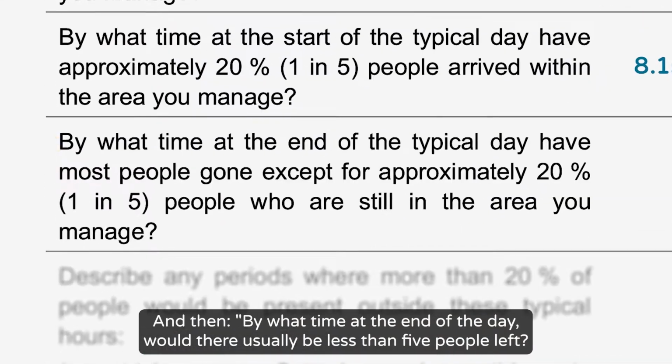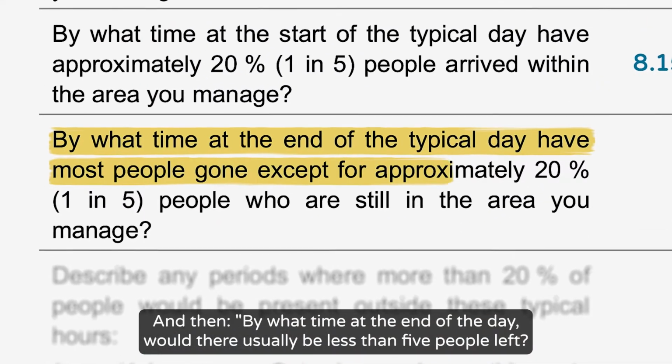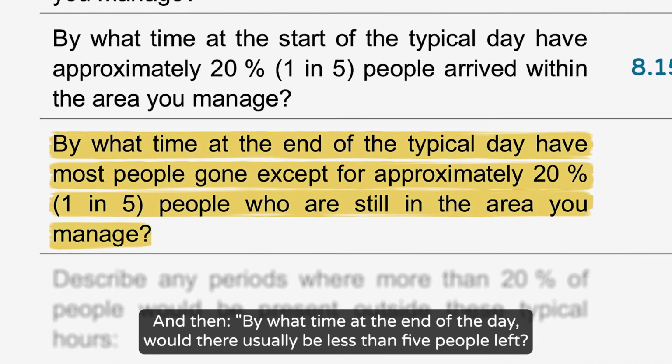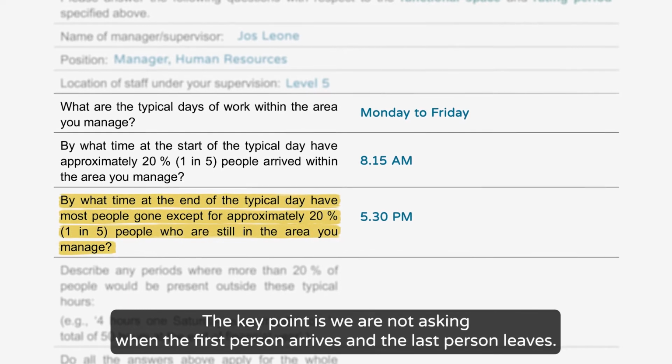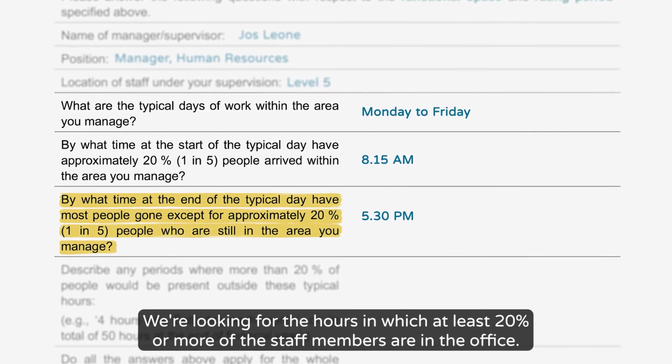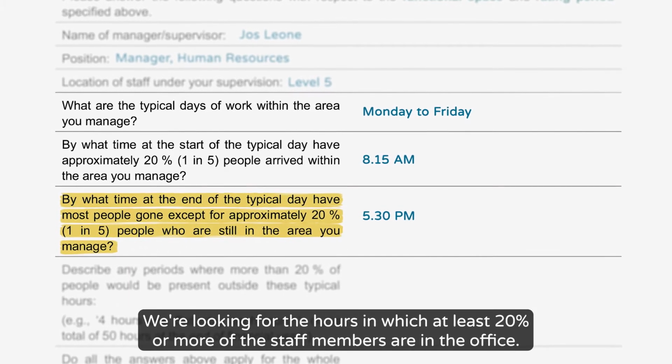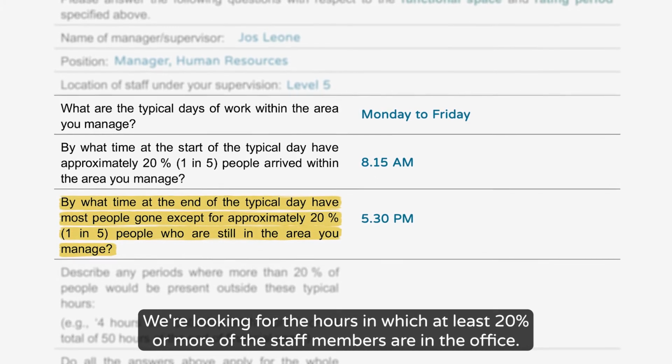And then, by what time at the end of the day would there usually be less than 5 people left? The key point is we are not asking when the first person arrives and the last person leaves. We're looking for the hours in which at least 20% or more of the staff members are in the office.